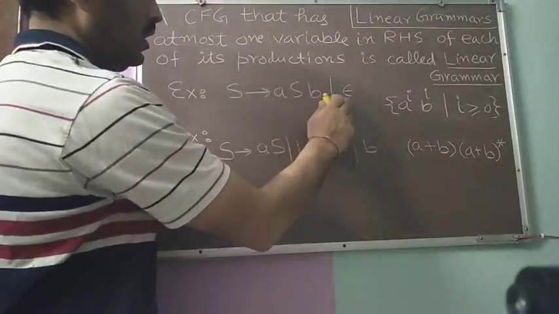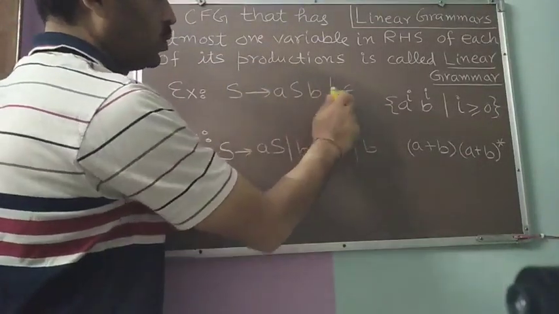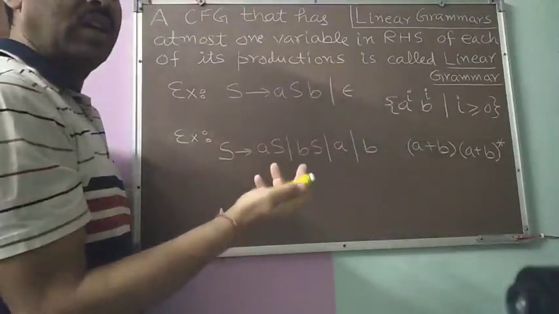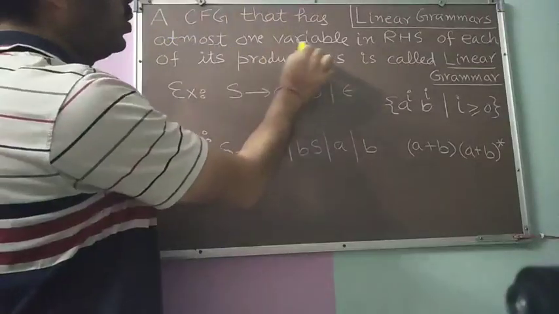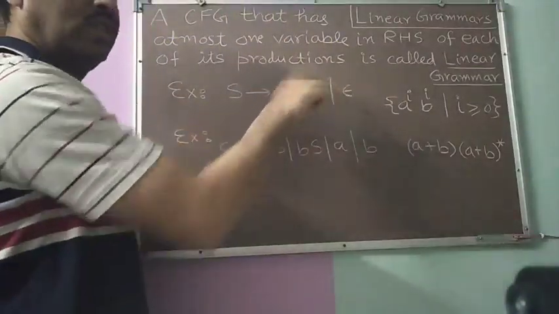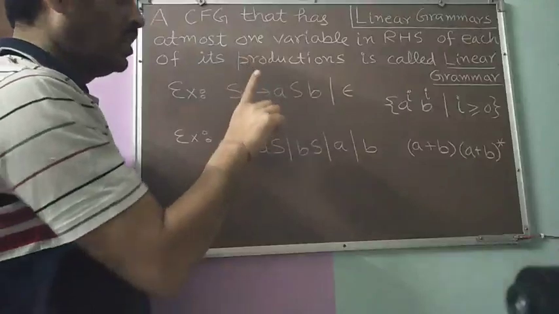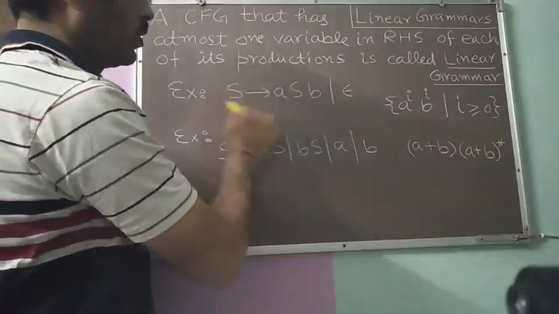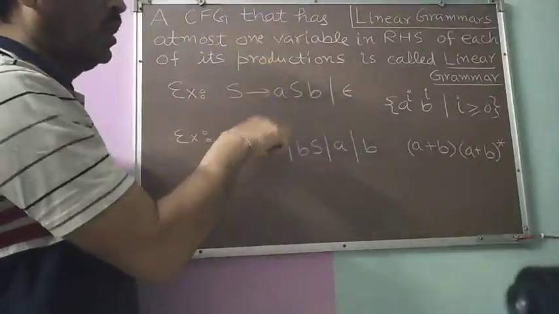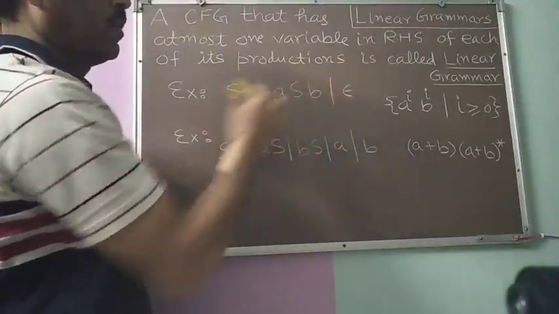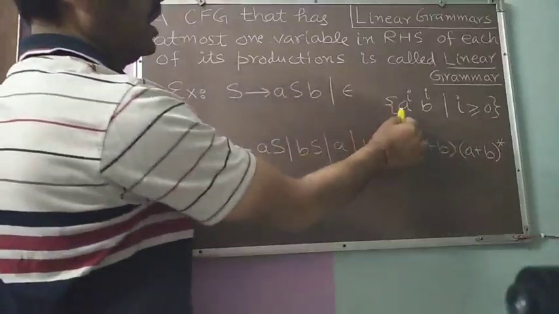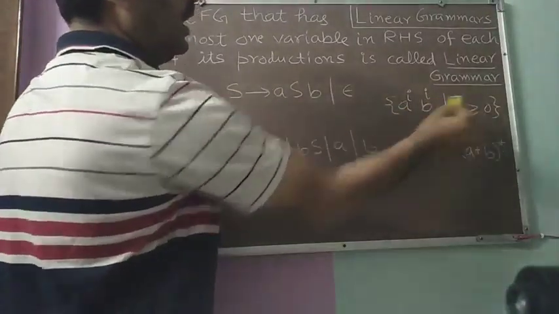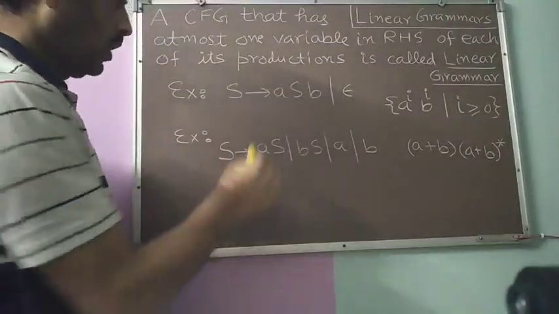The second production is S to null. Here we do not have any variable on the right-hand side. As per our definition, at most one variable, so either there is no variable or there is a single variable. All the productions of this grammar follow this rule. That's why such a grammar is called a linear grammar. Obviously, we know the language of this grammar is a to the power i, b to the power i, i greater than or equal to 0.